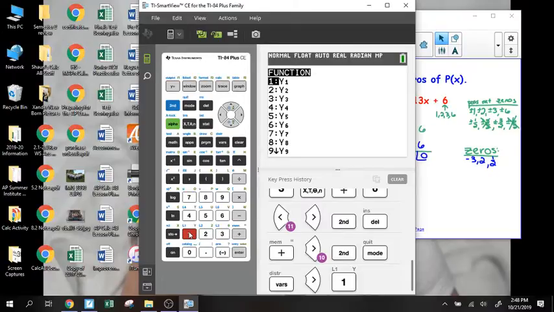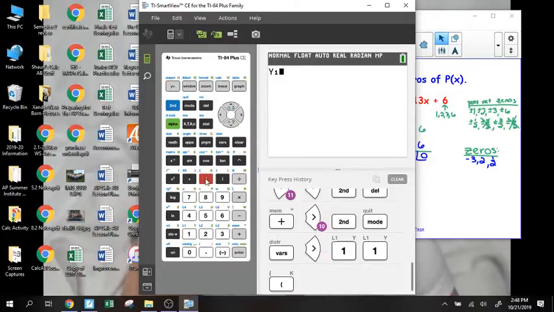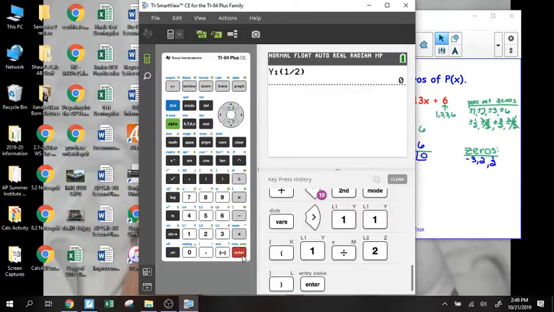If you happen to type yours into something else, pick wherever you typed it in. And then I can tell it to evaluate Y1 for any value that I want. Maybe I want it to test out 1/2 or -1/2. Now, I know 1/2 is one of my zeros. When I plug 1/2 into that function, I should get an answer of 0, right? So that's what I'm looking for here, and it tells me it's 0.